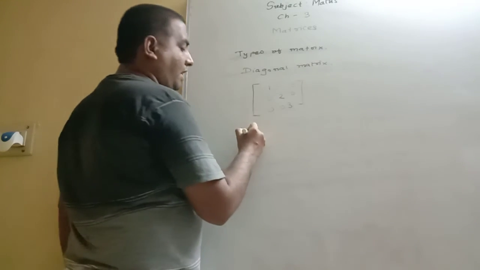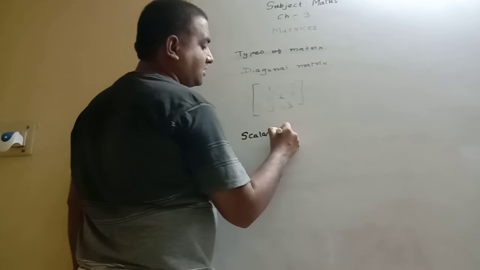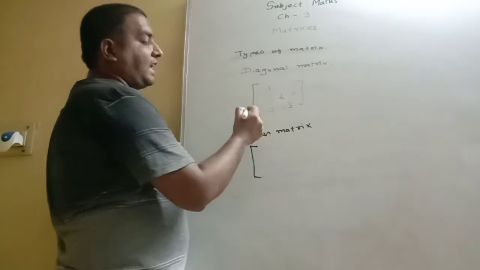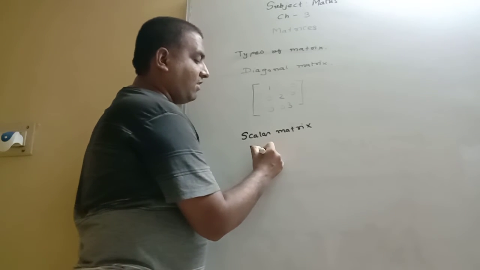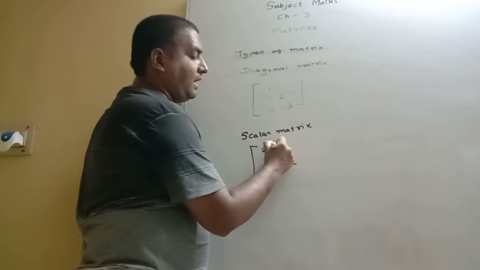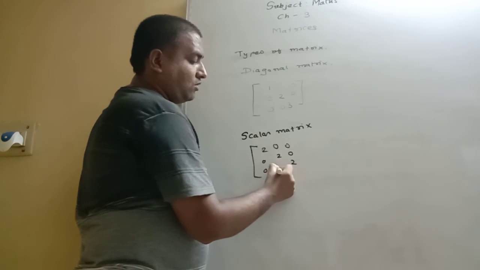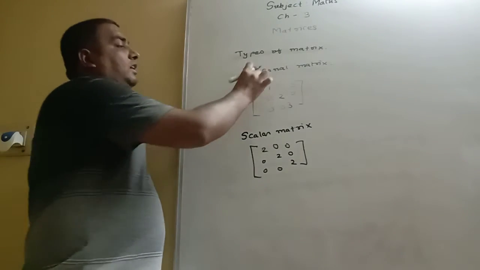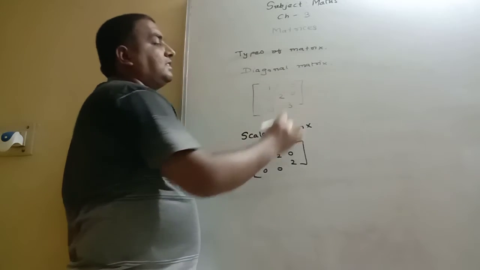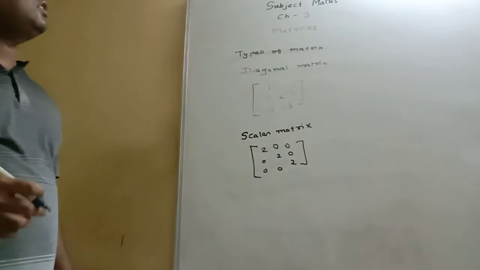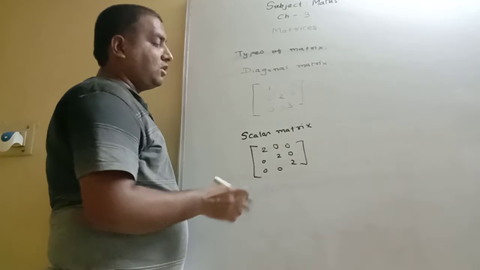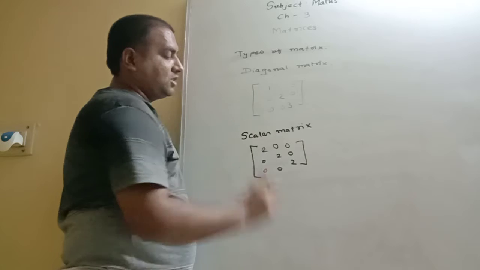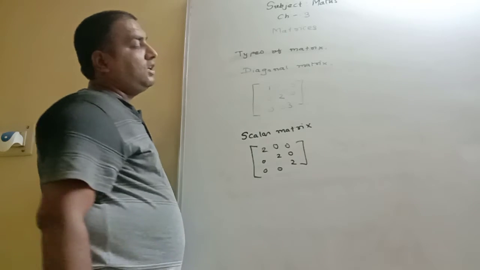Now we have the scalar matrix. The matrix which has diagonal entries that are equal, like 2, 2, 2, and remaining entries are 0, is called a scalar matrix. So diagonal matrix means only diagonal entries are there and remaining entries are 0. A scalar matrix is also one type of diagonal matrix, but with one more property: all the diagonal entries must be equal, and so it is called a scalar matrix.